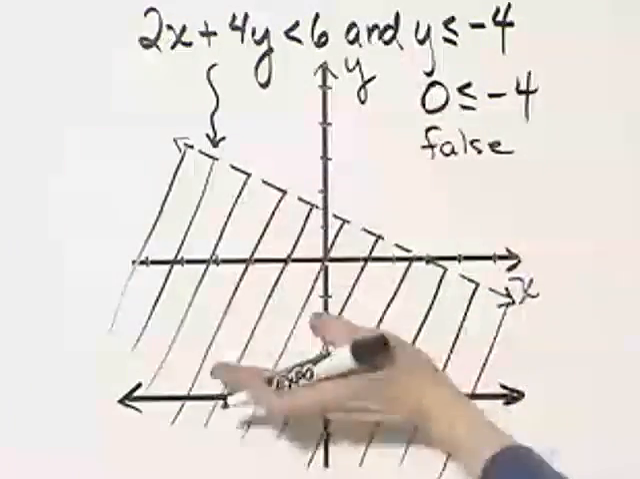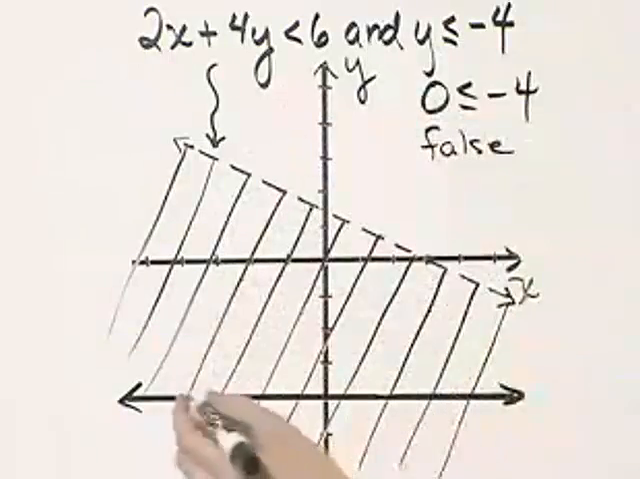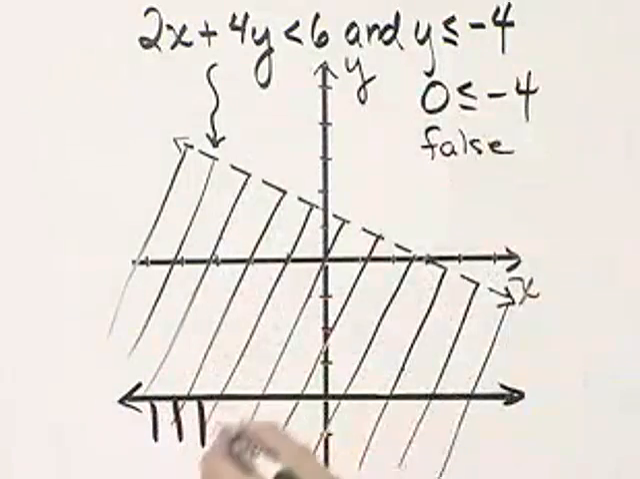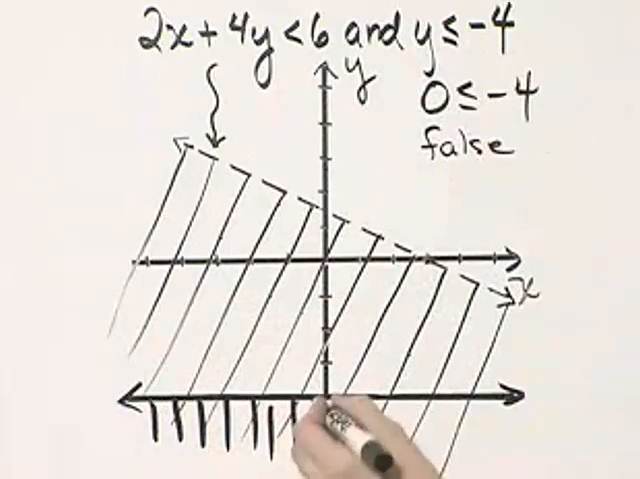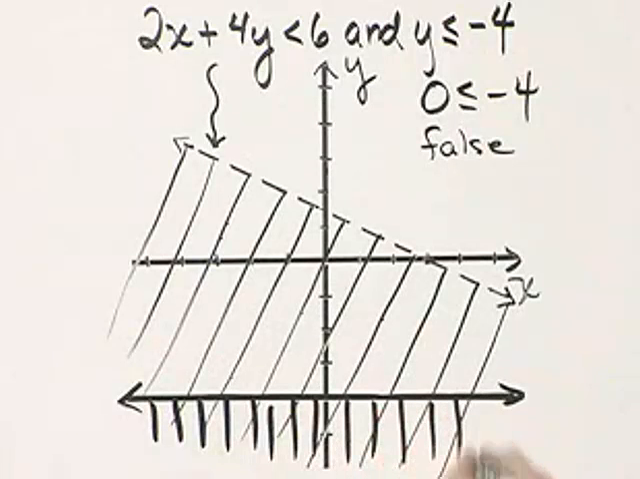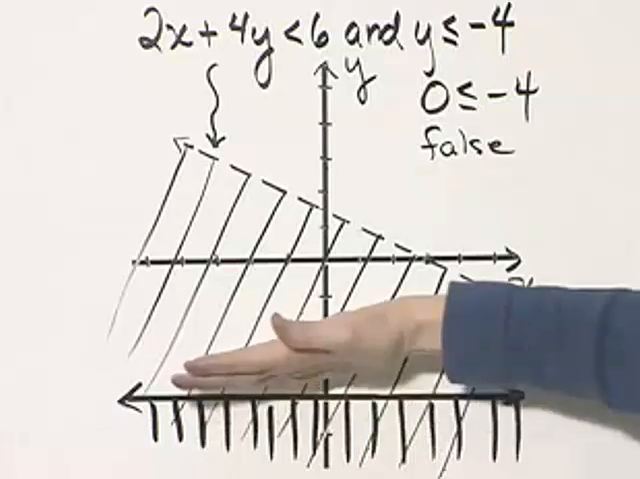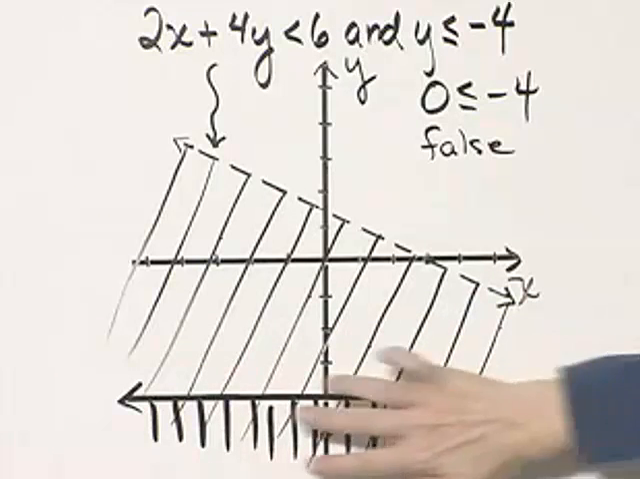So I don't shade where 0, 0 lies. I don't shade above the boundary line. I shade below the boundary line. Now I'm looking for the intersection of the shading, and notice the shading does go below this line. So where is the intersection?